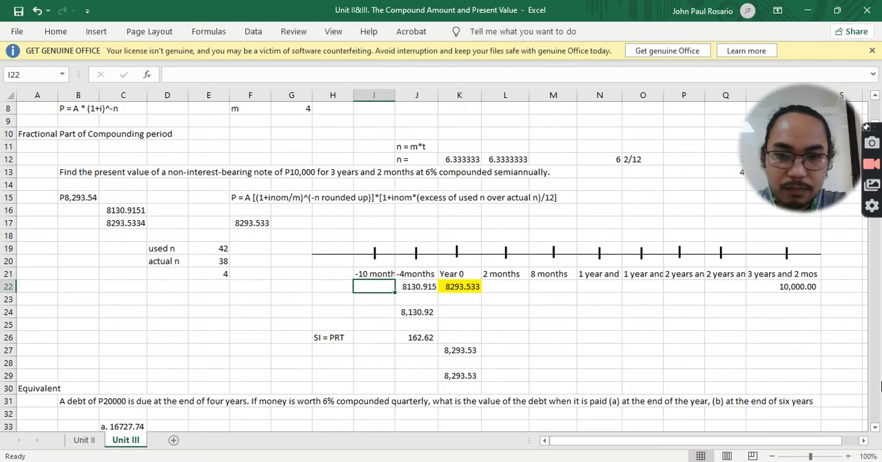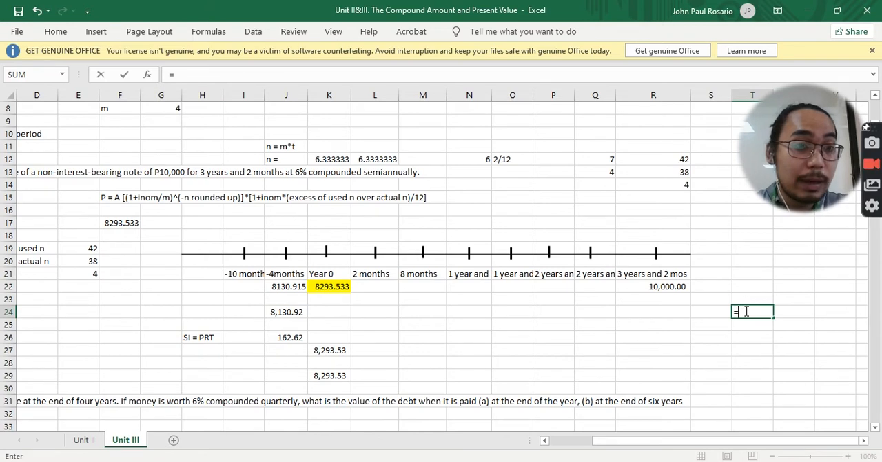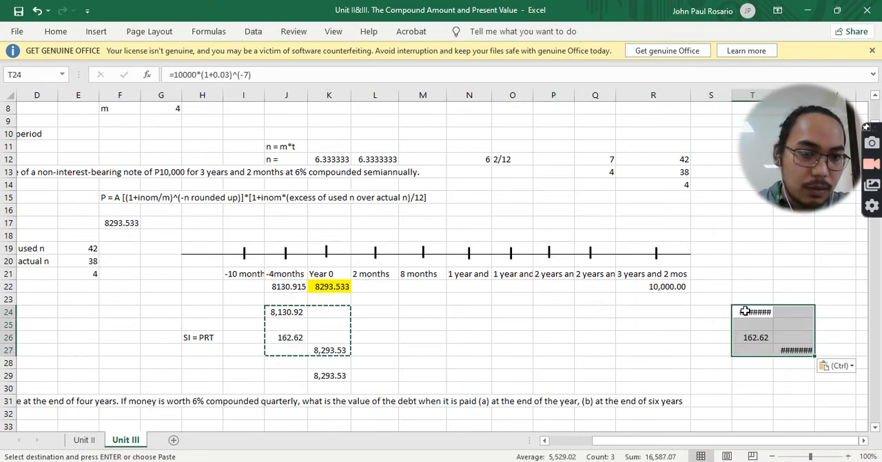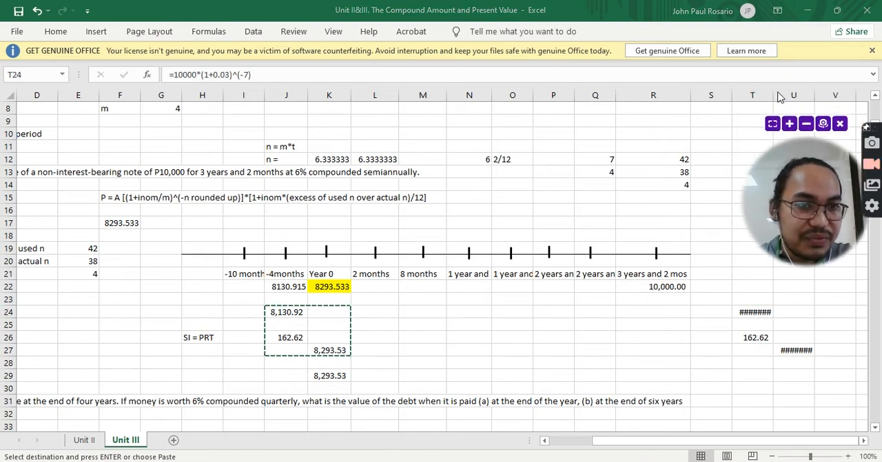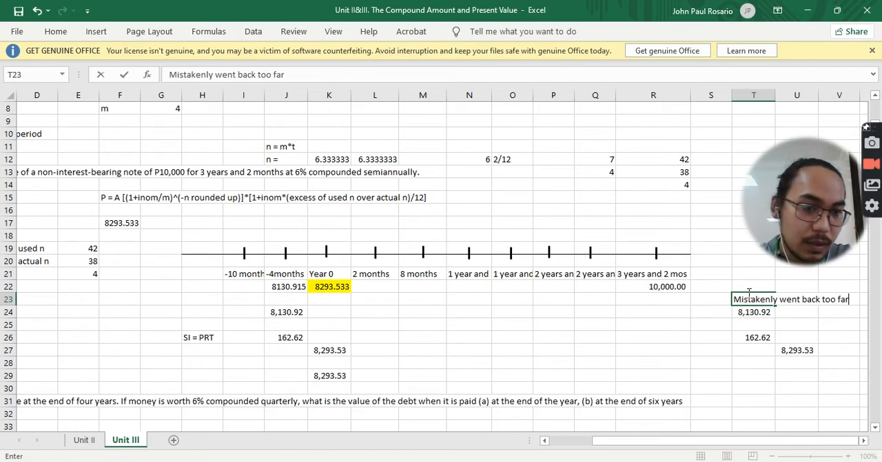So, for illustration purposes, let's solve it. So, that's if your solution used 8, it would be lower. So, let's just copy this formula. This one. Okay. Let's copy this 2. And this 3 too. Okay, just let me move my face for a while. So this, I will label as mistakenly went back too far. Okay, so here, what if we used 8 here?